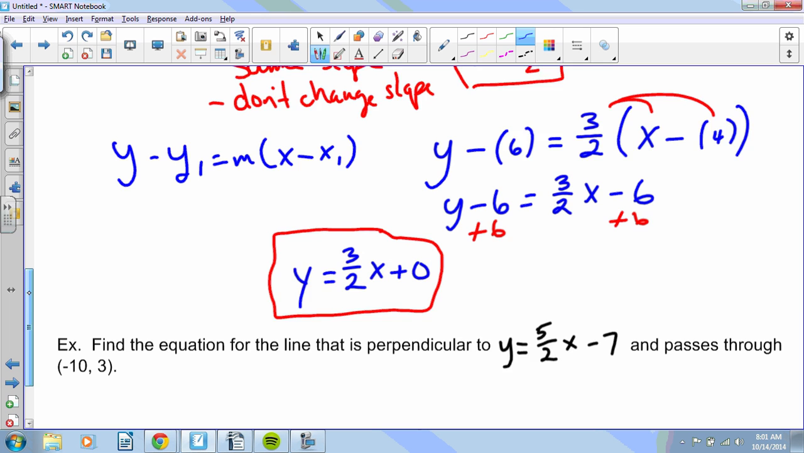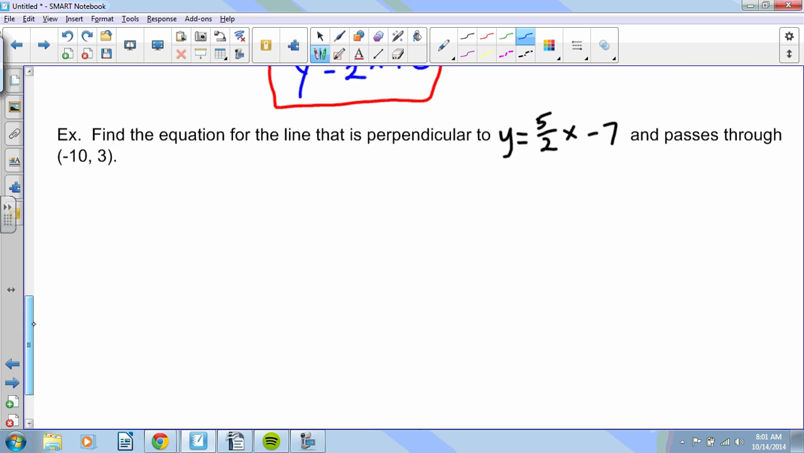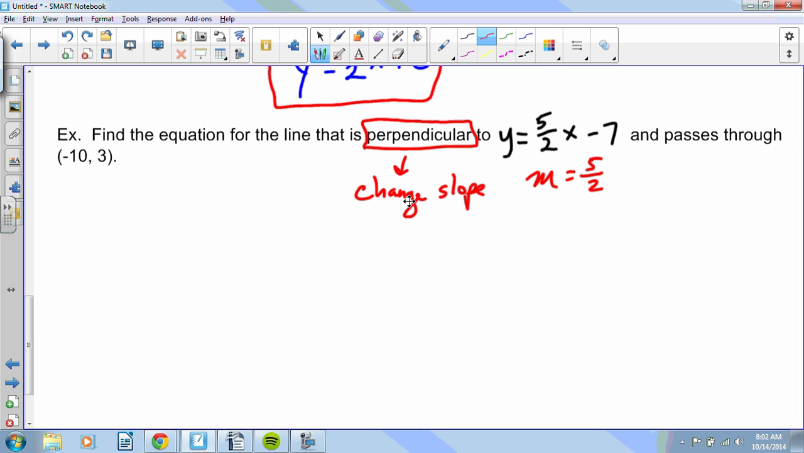On the other side of that, we talk about perpendicular lines and how that can be used for us. Again, look for those key words. Perpendicular. When that word shows up, that needs to tell me something. That tells me I need to change my slope. We're not keeping it, we're changing it because we're perpendicular, they're not the same. So again, we come to this line, this gives us information. The slope here is 5 over 2. So I need to change my slope.